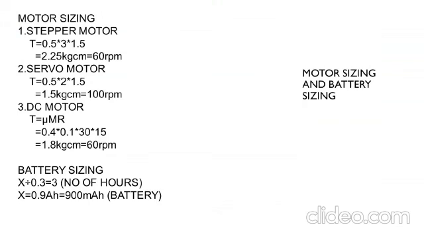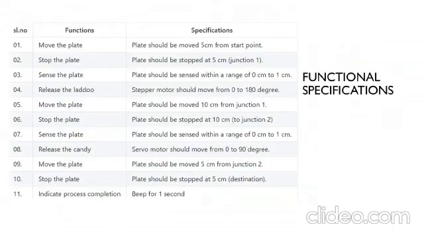Next, motor sizing and battery sizing. The calculations show 60 rpm of stepper motor, 100 rpm of servo motor and 60 rpm of DC motor. A 900 mAh battery would be required for the boat to work for at least 3 hours. Let us now have a look at functional specifications.